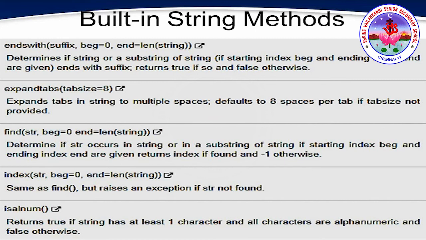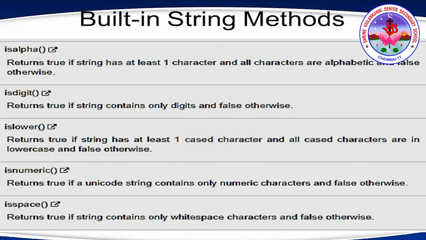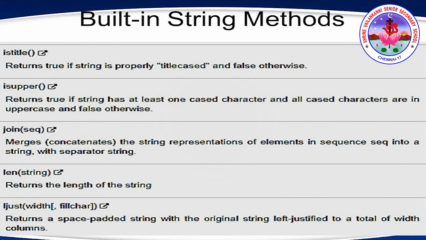So isalnum. Here it returns true if the string has at least one character and all characters are alphanumeric, otherwise it returns false. isalpha returns true if it contains all characters as alphabet, otherwise it returns false. isdigit checks whether the string contains only digits, otherwise it returns false. islower checks whether the given string is in lowercase, so it returns true, otherwise it returns false. isnumeric returns true if the given characters are numbers, otherwise it returns false. isspace returns true if the string contains only white space characters, otherwise it returns false. istitle returns true if the string is title case, otherwise false. isupper, if the given string is in uppercase, it returns true, otherwise false.